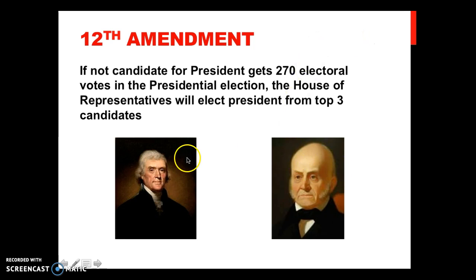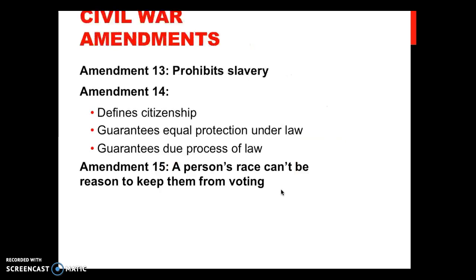It's only happened twice in our history. The first you see on the left there, that's Thomas Jefferson. That happened in 1800. He was running against John Adams. And the second time it happened was 1824. And this is John Quincy Adams, son of John Adams, the second president. He beat out Andrew Jackson. Andrew Jackson actually returned 4 years later to beat him, though. Kind of fun stories that we'll look at later in the year.